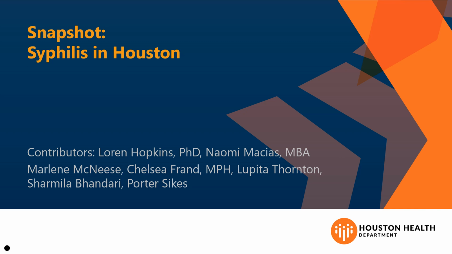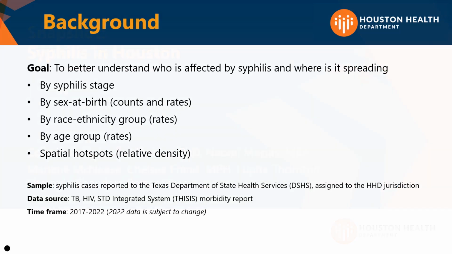Hello, my name is Austin Bonnet, and we're going to look at a snapshot, syphilis in Houston. Over the next few slides, we're going to get a better understanding of who is affected by syphilis and where it is spreading. We'll do this by syphilis stage, sex at birth, race, ethnicity groups, age groups, and spatial hotspots. These will each also be stratified by male and female.